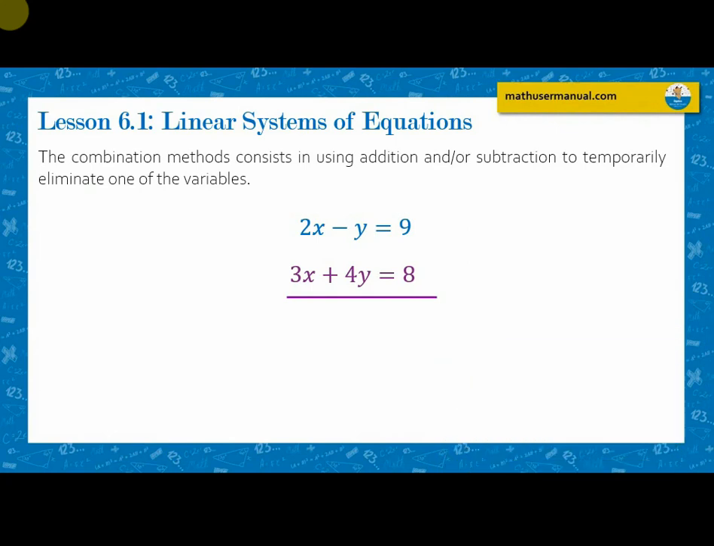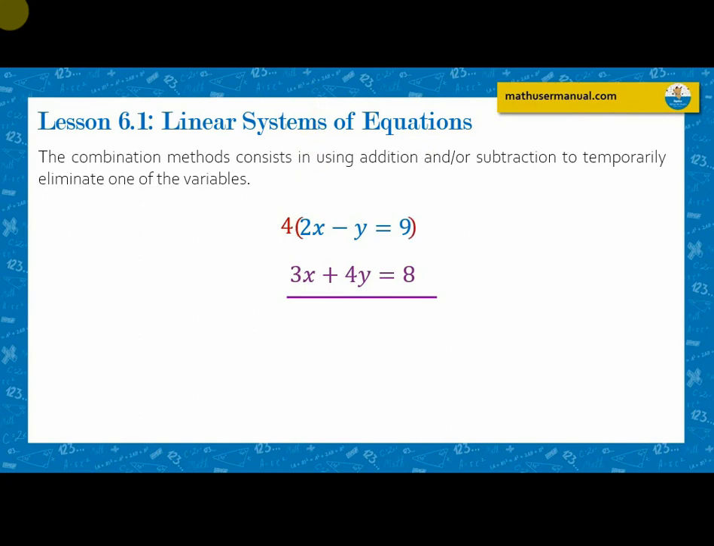For that, we need to take one of the equations. Let's take the top equation, and we need to multiply it by a number, any number. Sometimes it's a fraction that we have to multiply by. But we have to multiply by a number such that something will cancel. In this example, let's multiply the top equation times 4.